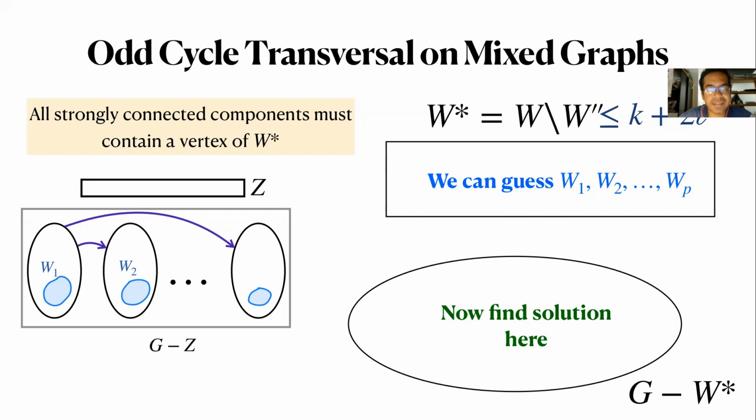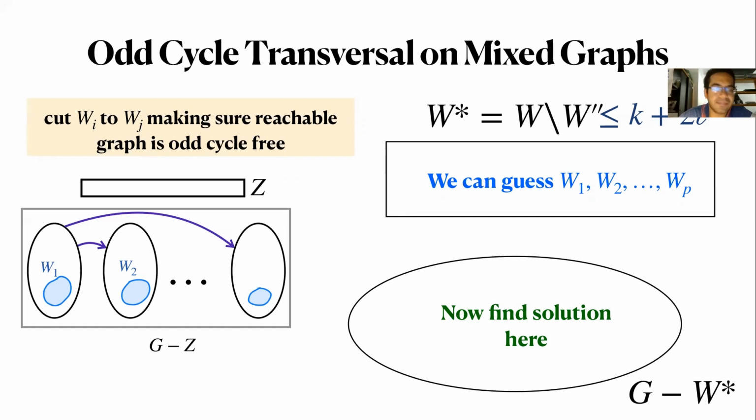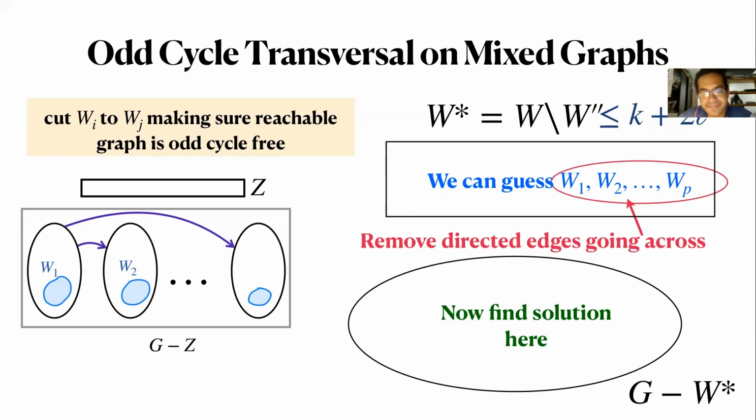All strongly connected components contain a vertex of W star, and we cut Wi to Wj, making sure the reachable graph is odd cycle free. So now we do a series of reductions. After guessing these partitions W1 to Wp, we remove the directed edges going across W1 to W2 to Wp, because we do not need them, they do not contain any information, and they are just useless because we have to reduce it to a bipartition multiway cut in the undirected graph.